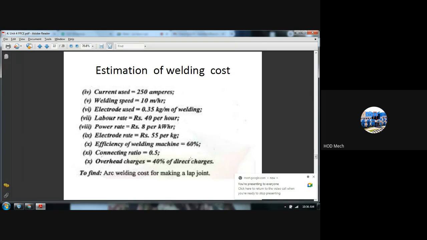Electrode used is 0.35 kilogram per meter of welding, and labor rate is 40 rupees per hour. Power rate is 8 per kilowatt hour, that is the consumption of electricity, and electrode rate is 55 per kg. Efficiency of welding machine is 60%. Connecting ratio is 0.5, and overhead charges is 40% of direct charges.